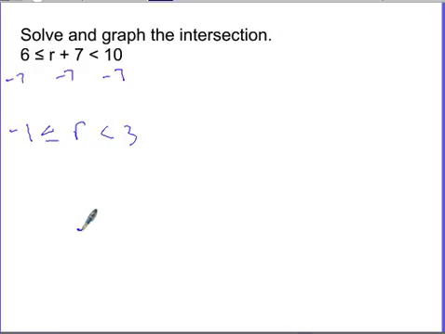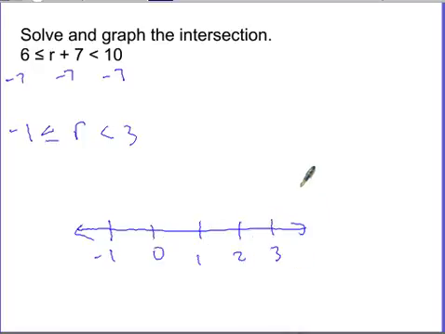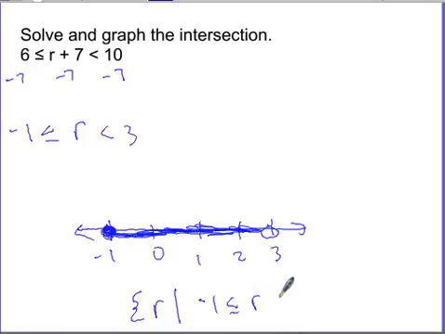Okay, so now we can go ahead and graph it. Negative 1, 0, 1, 2, 3. I'm okay if there's a really big spread of numbers. You don't have to put all of them on the number line. You can count by 5s or 10s if you need to. Negative 1 gets a closed circle, and 3 gets an open circle. And since it's an and, we shade in between. And we would put it in set builder notation: the set of all numbers r such that negative 1 is less than or equal to r is less than 3.